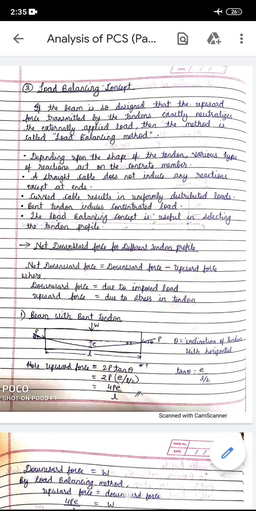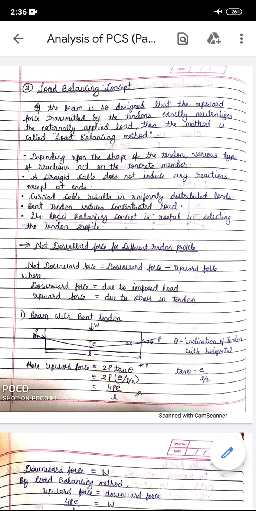Today we'll start with the final lecture on pre-stressed concrete and the third method, that is nothing but the load balancing method. So in the previous lectures we have already seen both the methods, that is your stress method and the pressure line method. So in this lecture we will do load balancing method. So what is load balancing method?